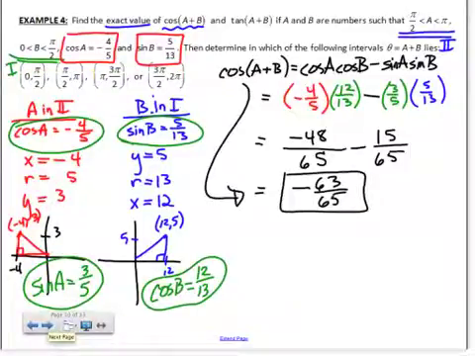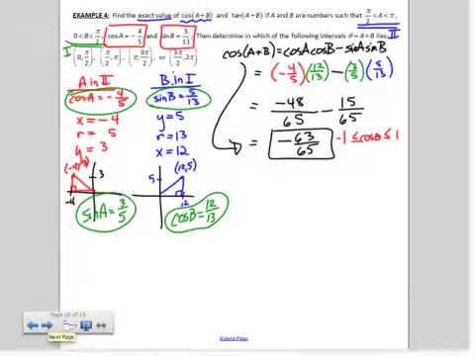One thing we can always check is to see if the magnitude of that value is less than 1. Because if it's bigger than 1, then we messed something up. Remember, cosine and sine always have to be bounded by 1 and -1. And that was asking for the cosine. Yep, and so now we're going to do tangent of A plus B.